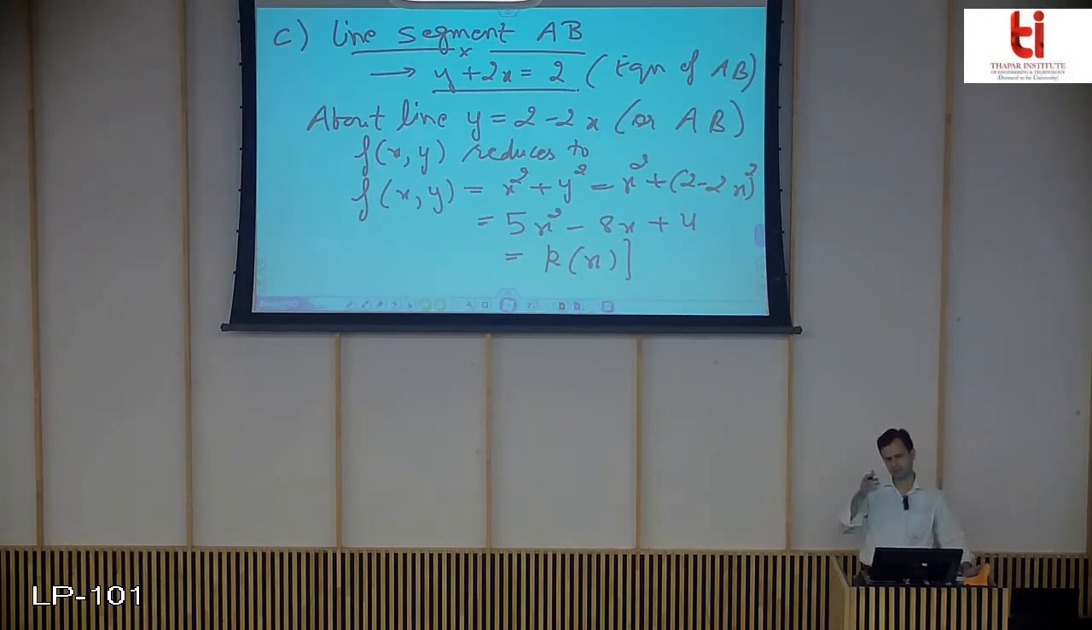That is true. About this line, which is a single line in the xy plane, if you look at the surface, you will get a curve, and that curve is 5x square minus 8x plus 4. Now we have to find the maxima and minima. The interior point has been considered. So we are now working on the boundary of that triangular region, and on the surface we are also getting the boundary. So here it is the boundary of the surface about line AB, and that is the curve 5x square minus 8x plus 4. So now we have to find the maxima and minima of this curve k(x).